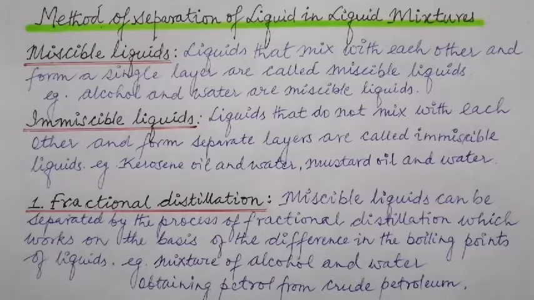Now, for instance, alcohol and water, they are easily miscible. Now, how do I separate? By fractional distillation. On which principle is it based? It is based on the difference in their boiling points, because alcohol will have a slightly lower boiling point than water. Hence, we can separate the two liquid components.